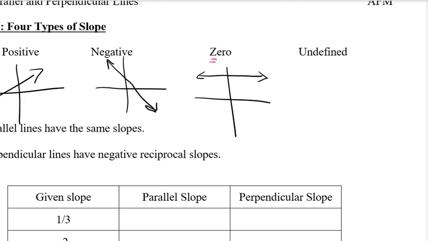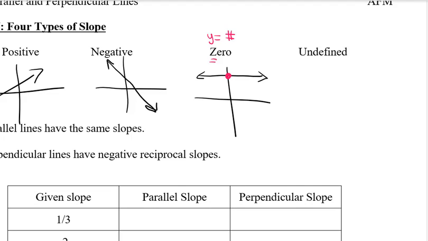All of the zero slope lines are going to have an equation like y equals some number. And the number is just going to be the y-intercept, wherever it crosses the y-axis.